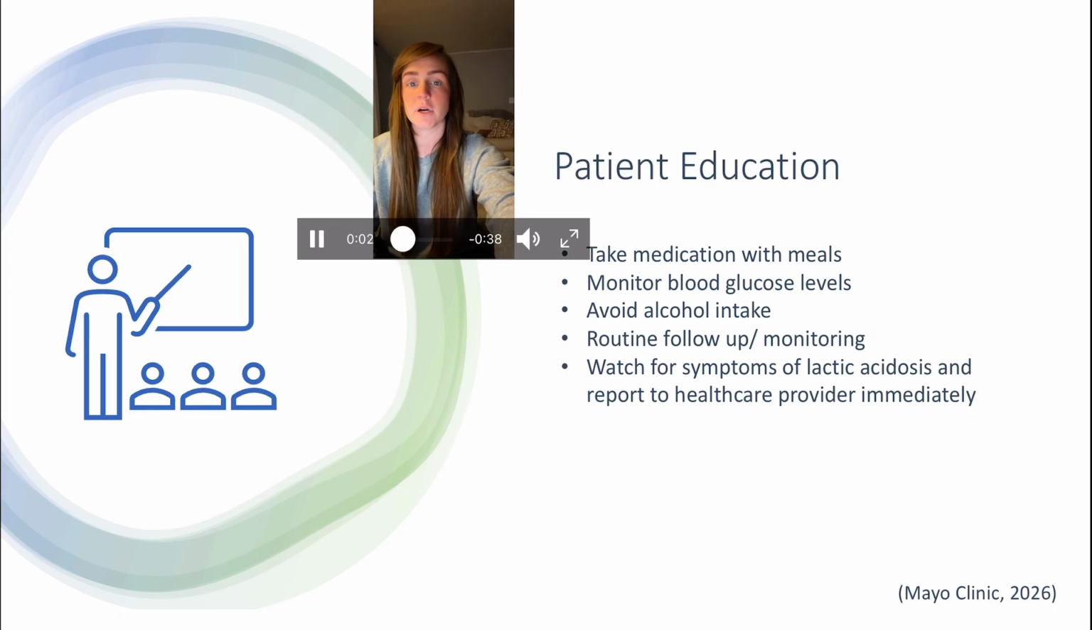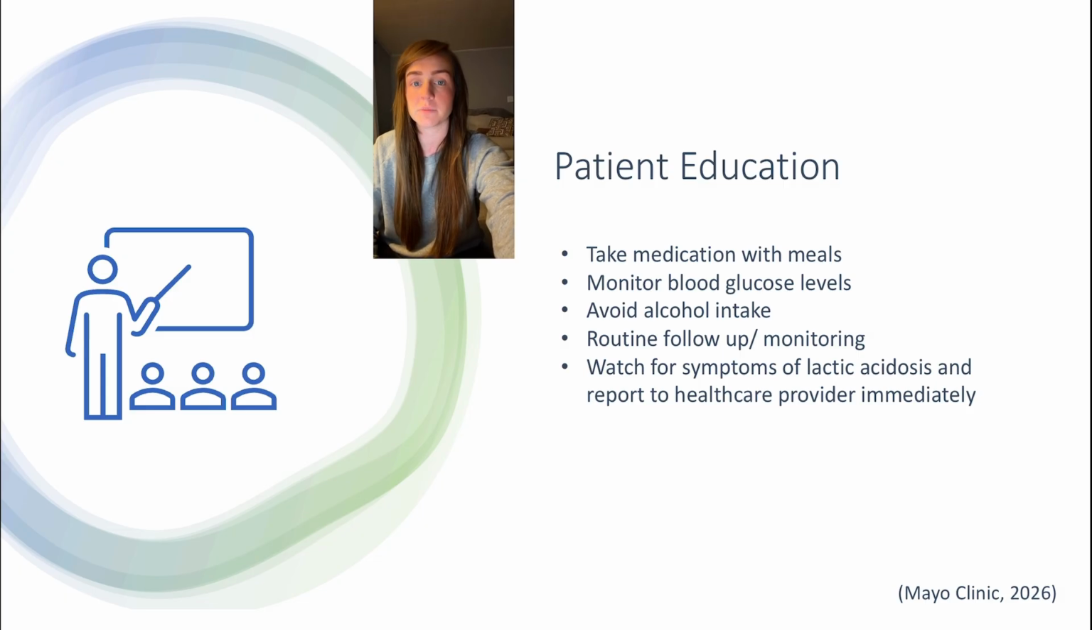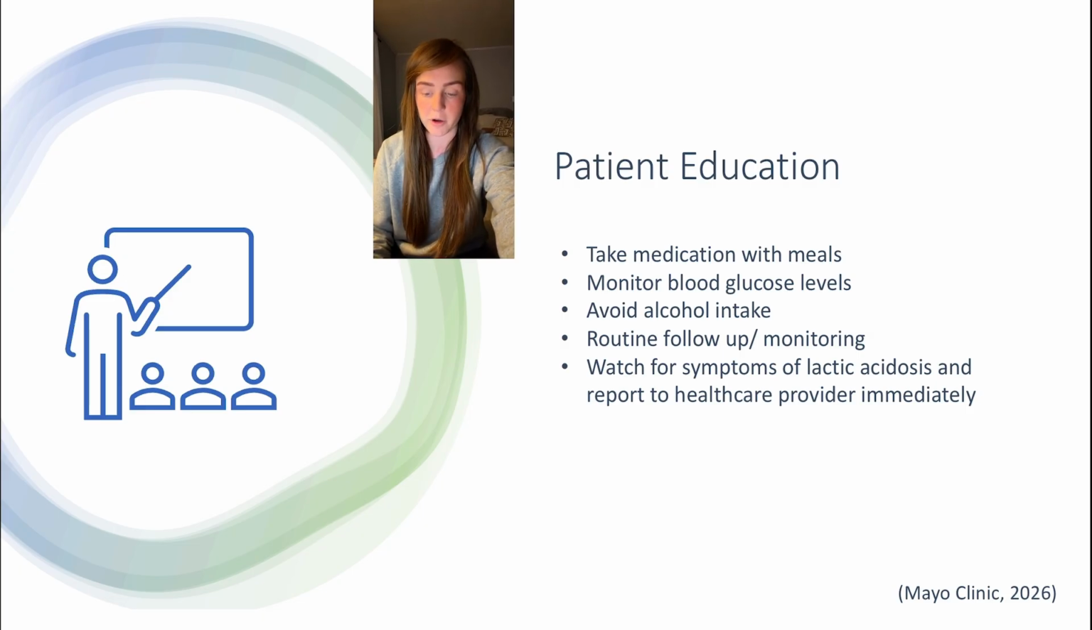If I'm prescribing a patient metformin, a few things I'm going to educate them on is to definitely take the medication with meals to prevent a GI upset, and monitor blood glucose levels as we have discussed previously. You're going to want to avoid alcohol intake, especially significant alcohol intake while taking this medication. I really want to stress the importance of routine follow-ups and monitoring to monitor the GFR and fluid and electrolytes. And then I'm going to educate the patient to watch for symptoms of lactic acidosis and to report immediately to the healthcare provider if they start to experience any of those symptoms.